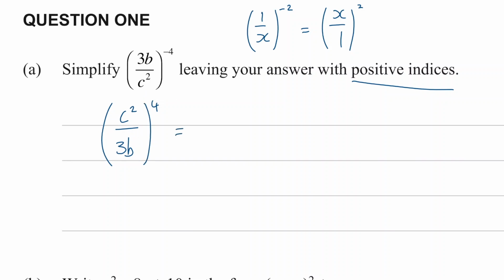What I mean by that is we have c squared all to the power of 4, and we have 3b all to the power of 4. Right, so these are equivalent. We've just taken the power of 4 and distributed it across the numerator and the denominator. We can keep going. So c squared to the power of 4.